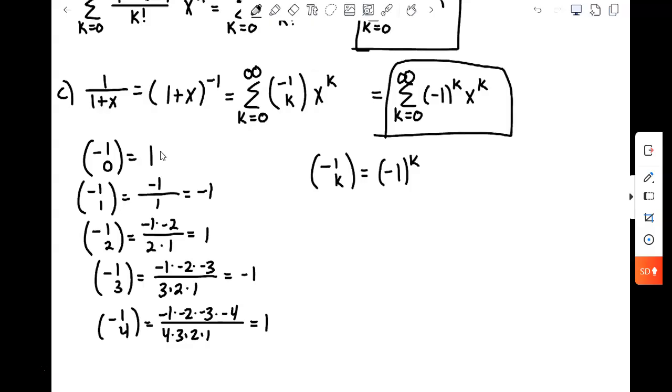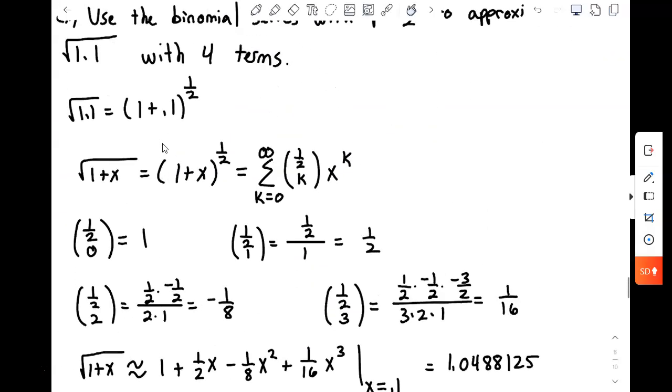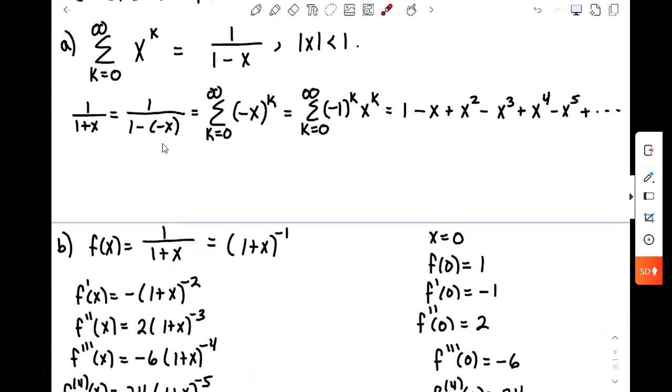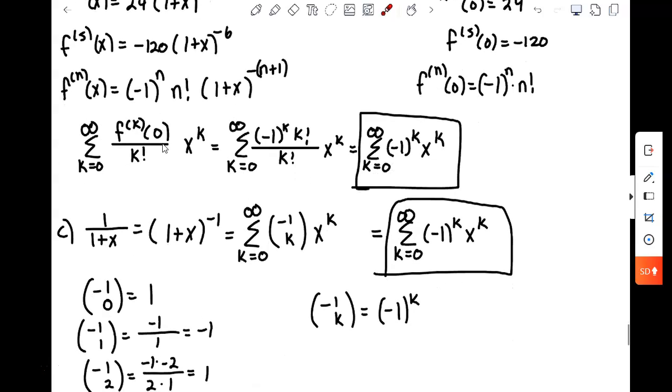So then finally put this all together. What was the result the first time? It was the sum of minus 1 to the k, x to the k. That was using our geometric series connection. Using Taylor series, we got that it was also minus 1 to the k, x to the k. And now using our result for binomial series, we also get that it's minus 1 to the k, x to the k.